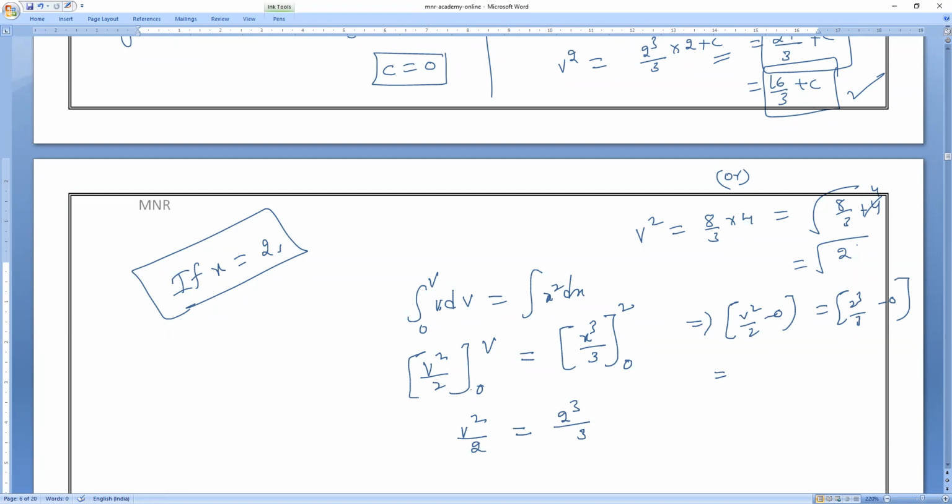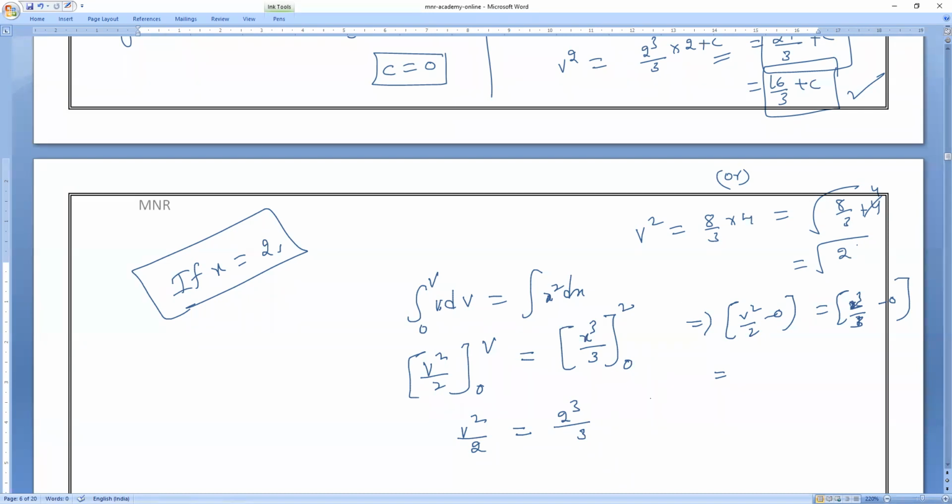This is v square by 2, v square by 2 minus 0. This is x cube. X cube means what? What is the value of x? Sorry, 2 cube. I'm not saying 2, I'm saying x. This is 2 cube. So 2 cube by 3. 2 cube by 3 means what? 2 cube is 8, so 8 by 3. Clear? Yes, sir. 2 cube by 3.